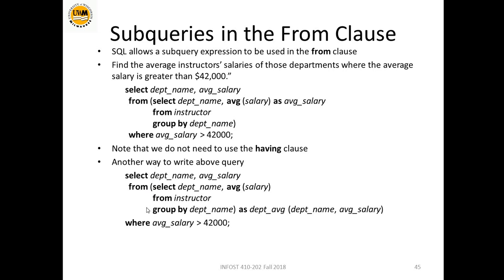Another way to write the above query can be select department name and average salary from select department name, average salary from instructor, group by department name as department average. We will create a table called department average that has department name and average salary, and then we will select the department name and average salary from this department average where the average salary is greater than $42,000. We are using renaming here for the table or the relation also.